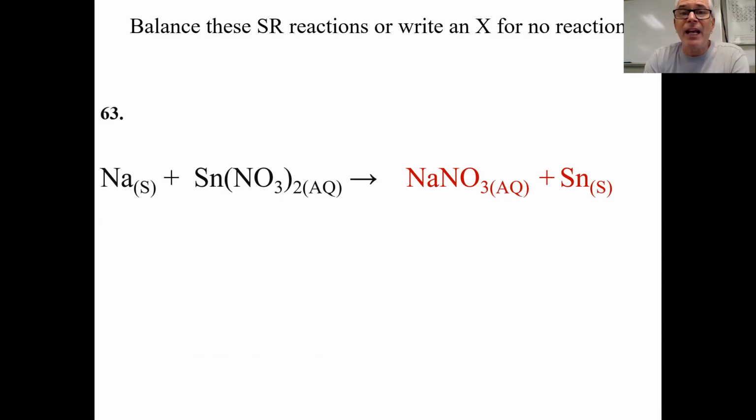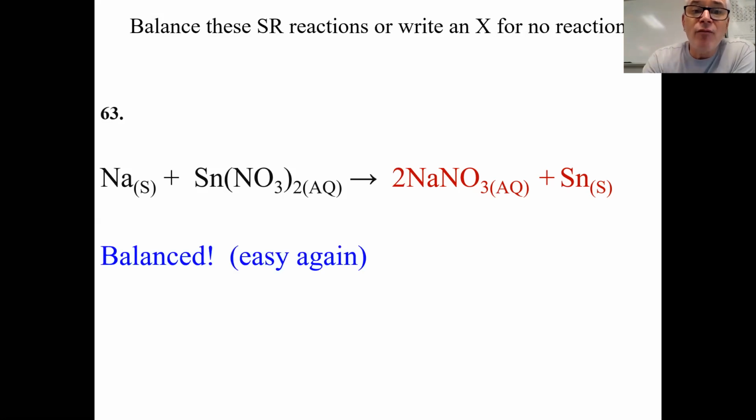1 sodium in the beginning, 1 sodium in the product, good. 1 tin in the reactant side, 1 tin in the product side, good. 2 nitrates at the beginning, 1 nitrate. How are we going to get 2 nitrates in the product? We're going to have to put a 2 in front of it, right? 2 in front of the sodium nitrate.